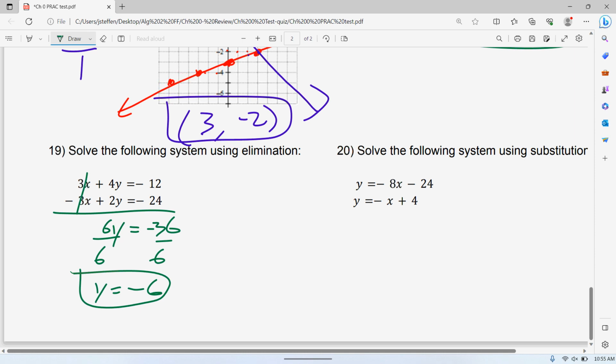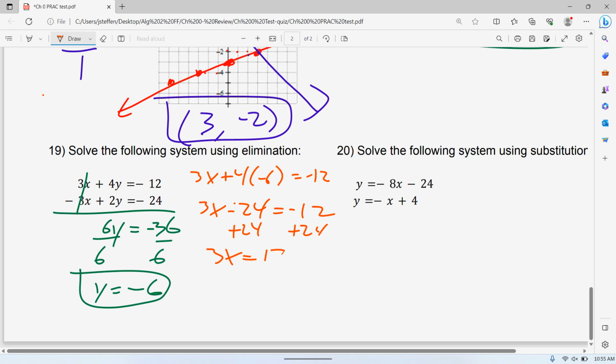Find my x. Again, I have 3x plus 4 6, negative 12. Both sides. 3x is equal to, divided by 3, x is equal to 4.